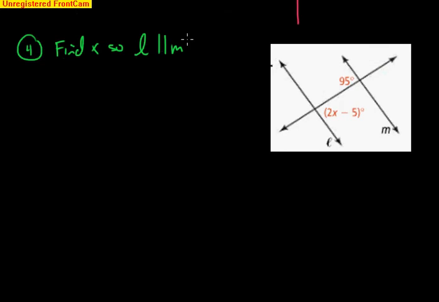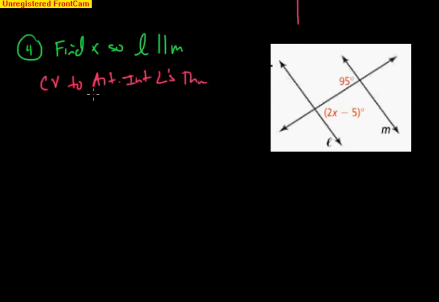Okay, so here's this problem. You have this picture. We have two lines, L and M, cut by a transversal. The question is, what would be the value of x so that L would be parallel to M? Well, let's think. Those two angles right now are alternate interior angles. So to prove lines parallel, we always use a converse. Converse to alternate interior angles theorem.